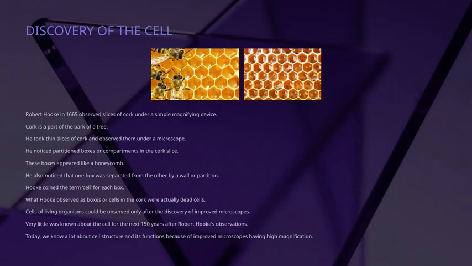What's really interesting is that each of these boxes was separated from the others by walls or partitions. Hooke named these boxes cells, which is the term we still use today. However, it's important to understand that what Hooke was seeing were actually dead cells, because the cork cells had no living content inside. It wasn't until much later, with the development of better microscopes, that scientists could observe cells in living organisms. For about 150 years after Hooke's discovery, very little was known about the true nature of cells.